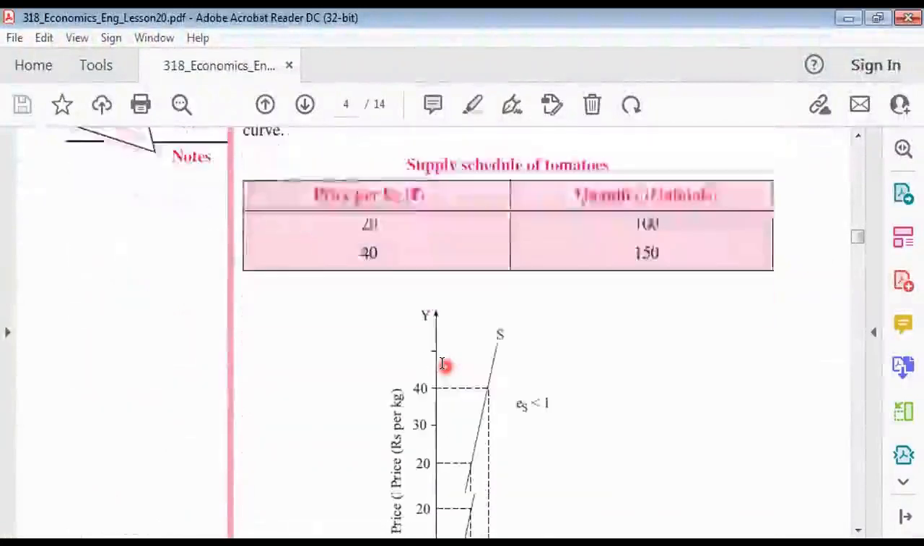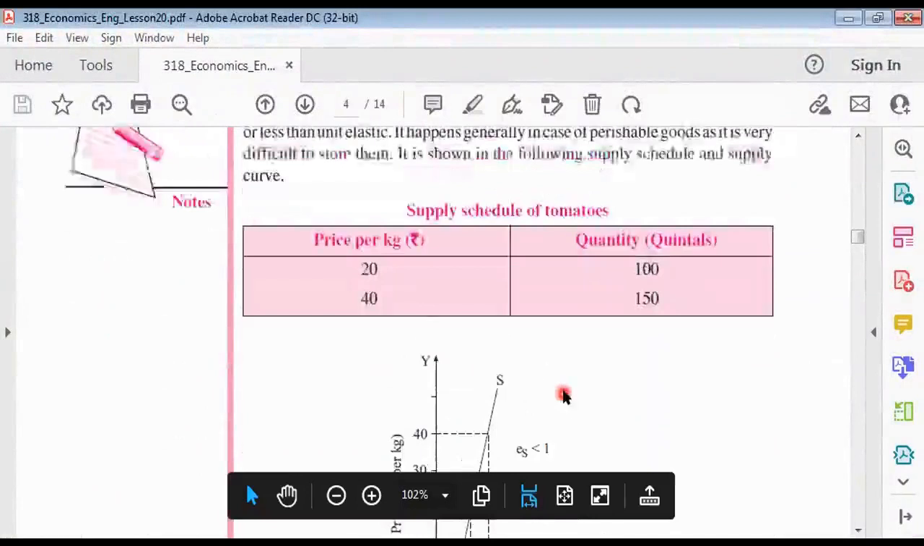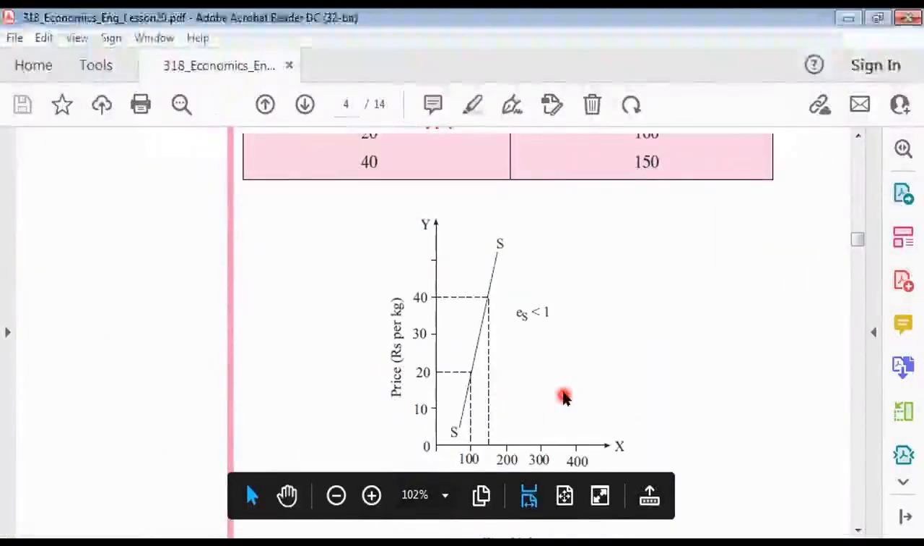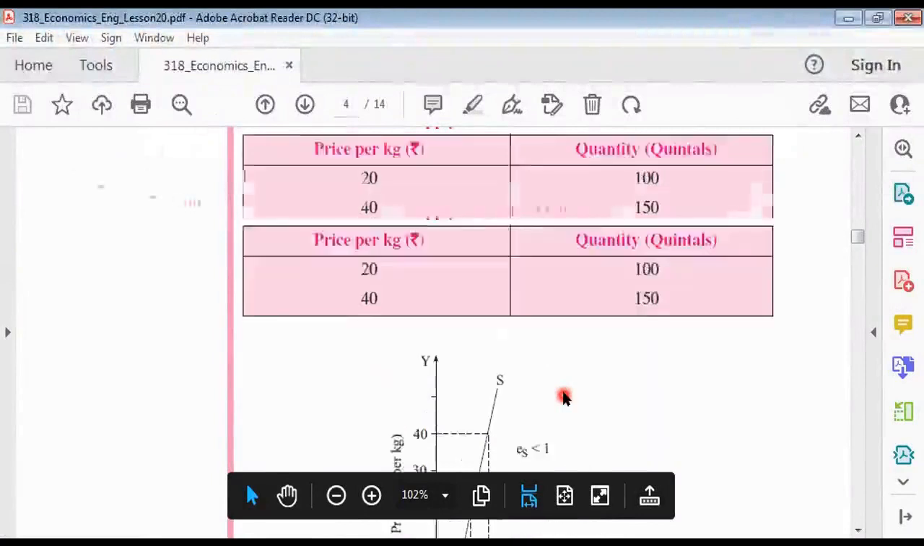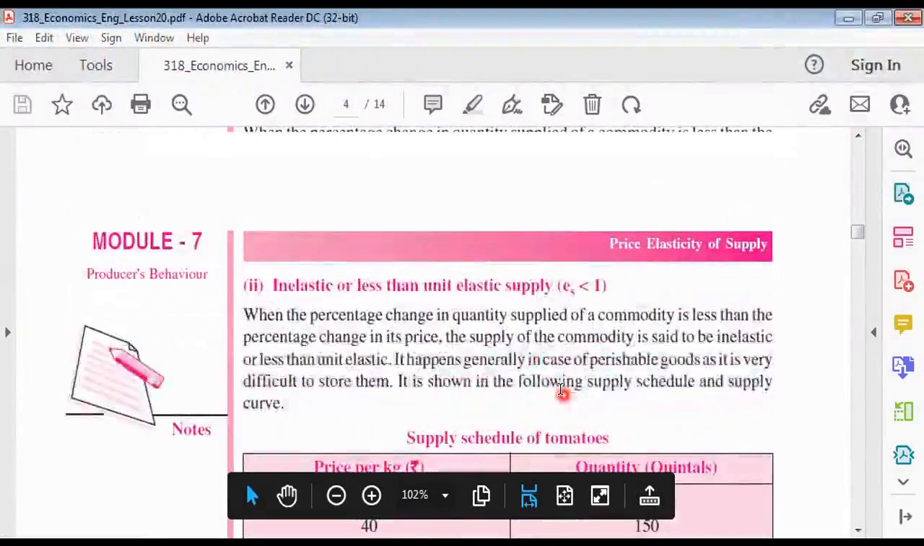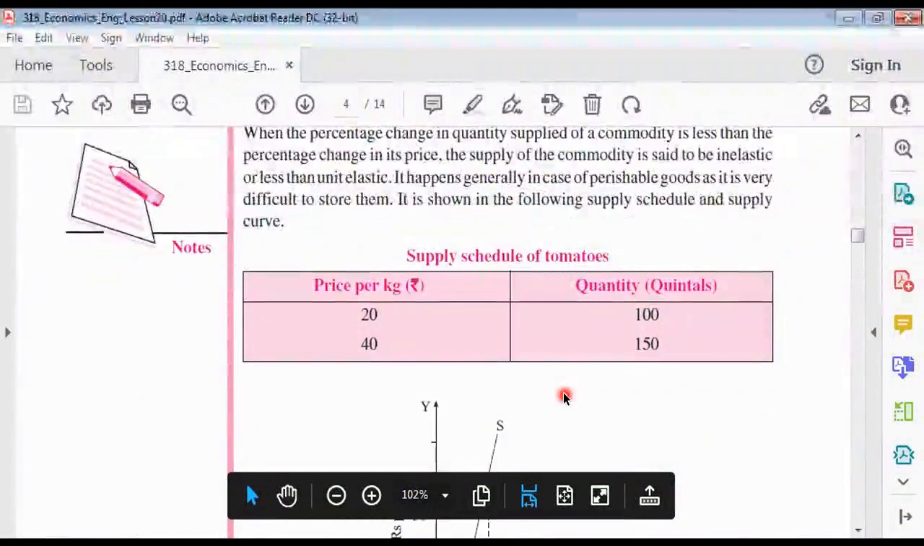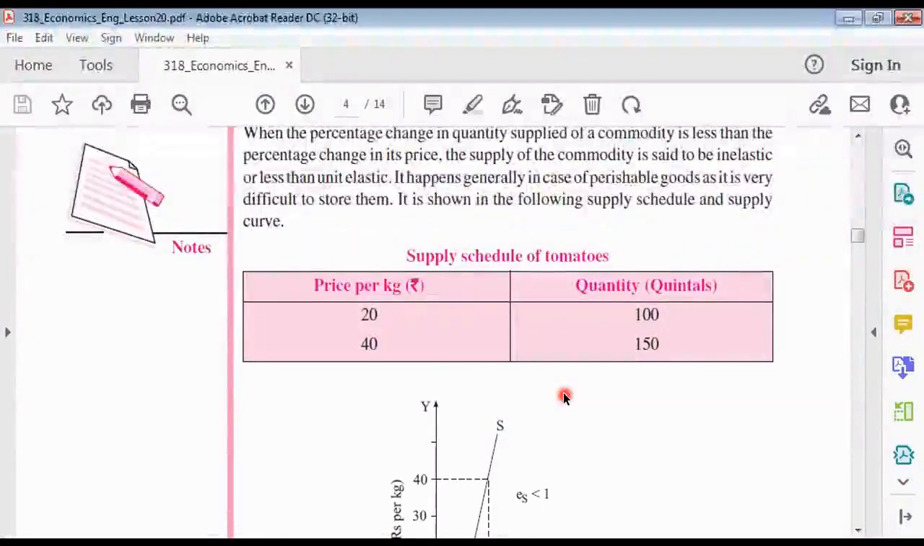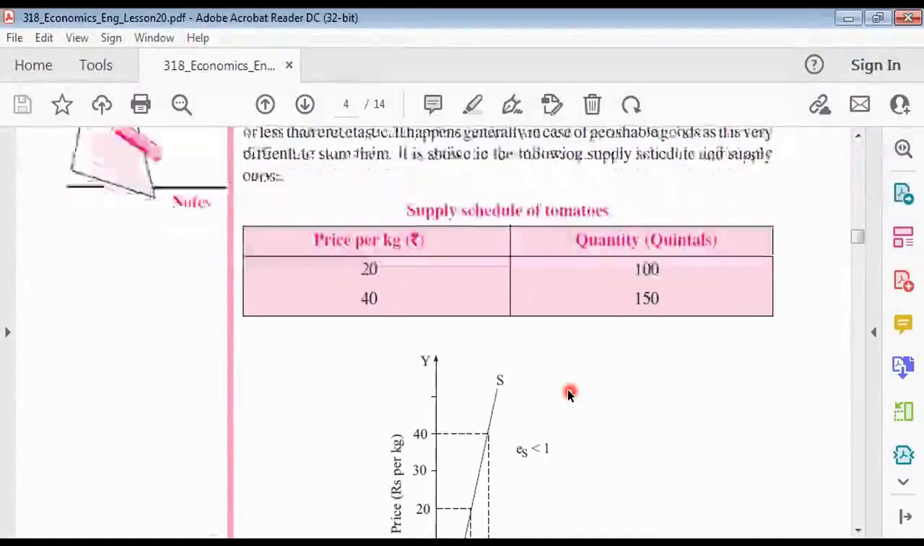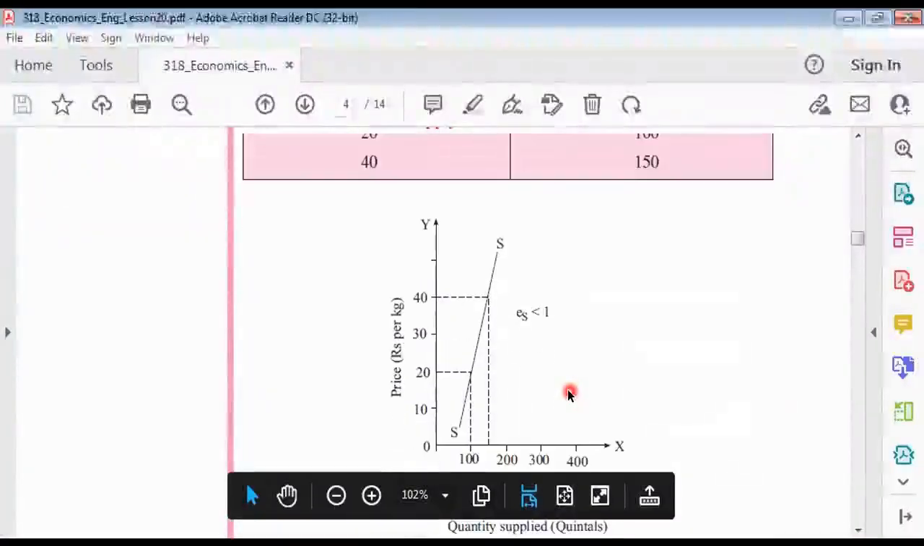Okay, next graph. As you can see, this graph is different. This is a case where price elasticity of supply is less than 1. Less than 1. And just look at this table. Price rises from 20 rupees per kg to 40 rupees per kg. As a response to that, quantity supplied rises from 100 to 150 quintals. And if a graph has to be drawn on the basis of the table, the graph is going to look like this.